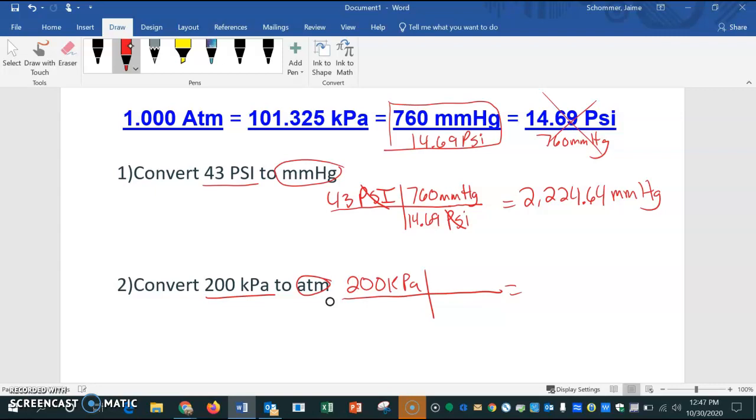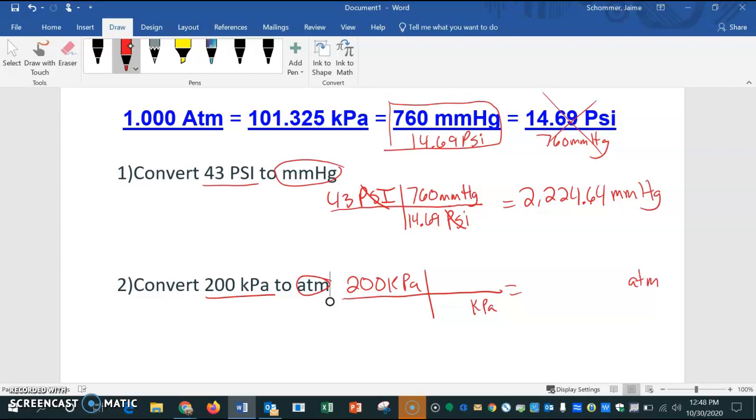So I'm going to put my atmospheres out here because that's what I'm trying to get to. Now, I know that kilopascals have to go in the bottom here because they have to cancel. So even if I get stuck and I don't know anything else, I should be able to figure out, what do I have? What am I trying to get to?